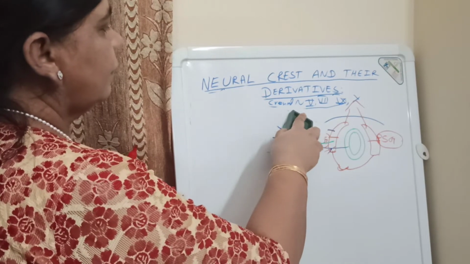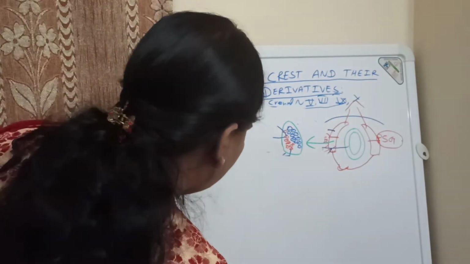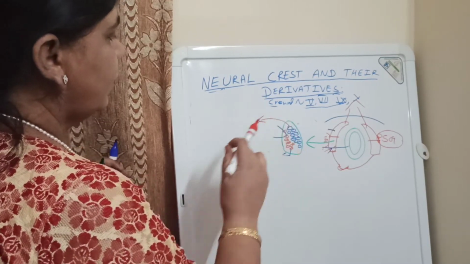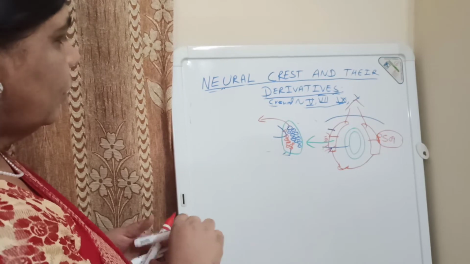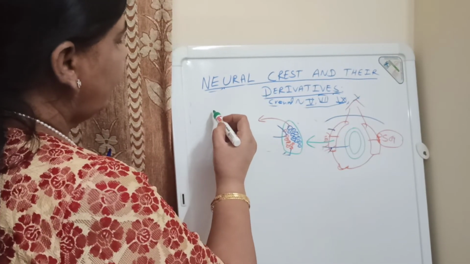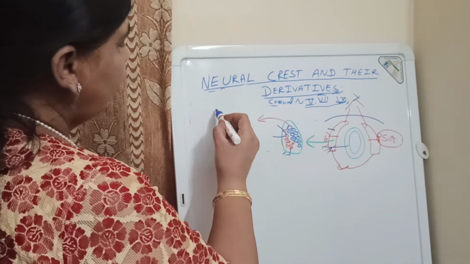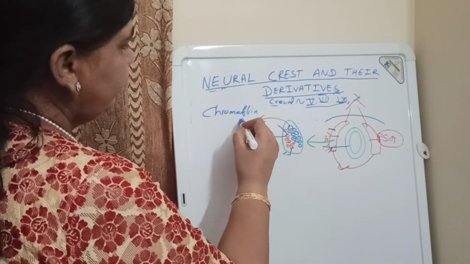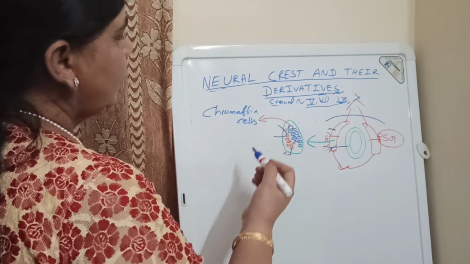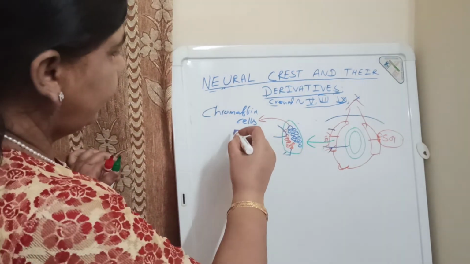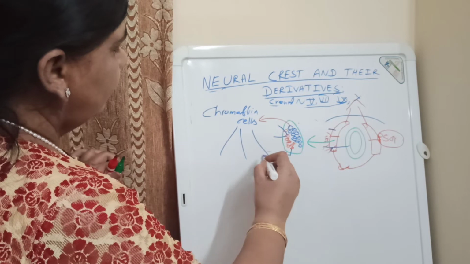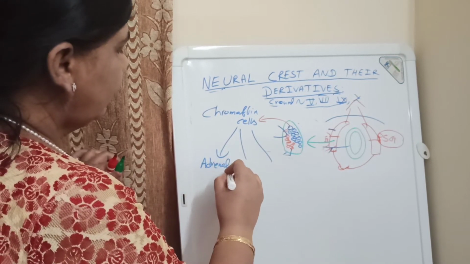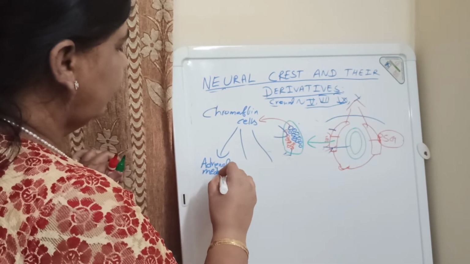Large cells are also very interesting. They have brown granules in the cytoplasm. So they are called as chromaffin cells. So these chromaffin cells, where they migrate, if you see, they give rise to the adrenal medulla, which we have learnt in the development of the adrenal gland.